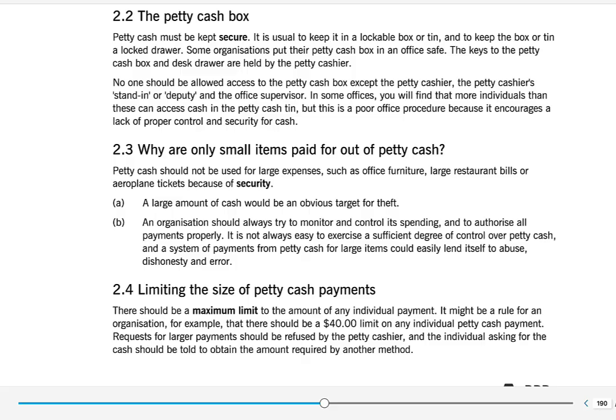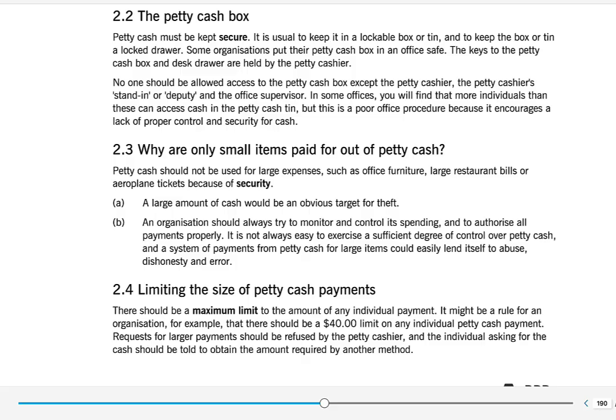Who should hold the keys? The petty cashier should hold the keys. That means the petty cashier should keep the key to the petty cash box. The petty cashier should also keep the key to the drawer or cabinet if needed. This is important for control, because if many people have the keys, then nobody is fully responsible.